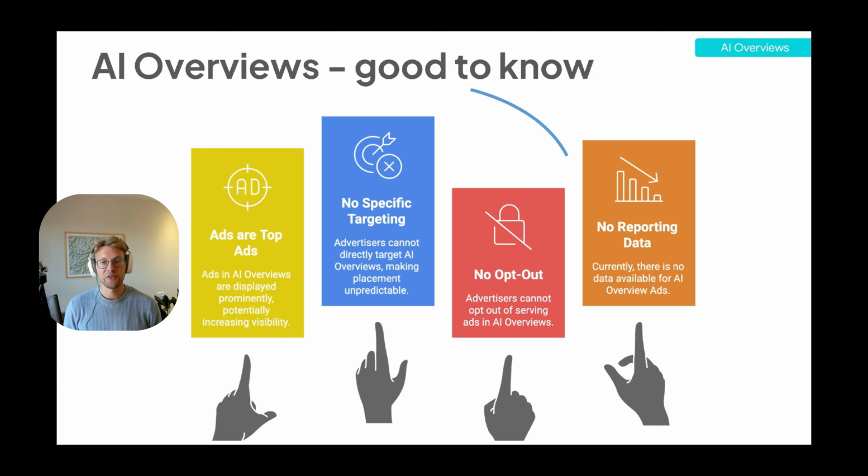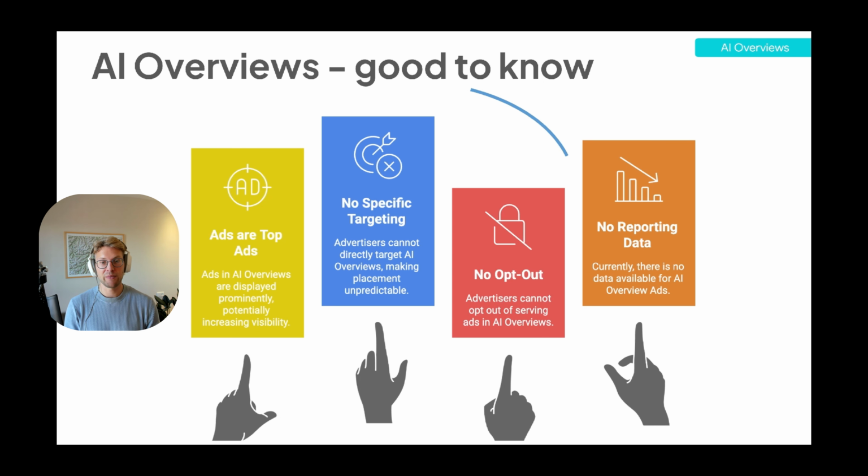You don't have specific targeting. You cannot say, I want to show my ads only in AI overviews. So you cannot really control that. The Google algorithm is making that decision for you. There is also no possibility to opt out. So you cannot really say to Google, I only want to show my ads on AI mode or traditional search. That is not possible.